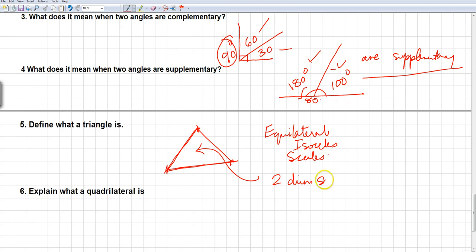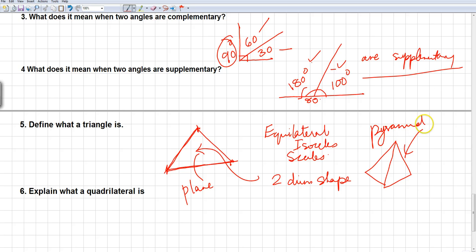The triangle is a 2-dimensional shape. And what is this called? A plane. What is this called? A pyramid. Is it 2-dimensional or 3-dimensional? This is 3D. This is 2D.